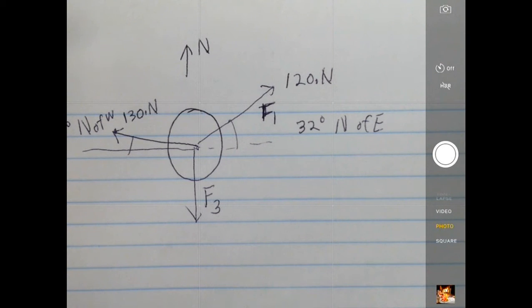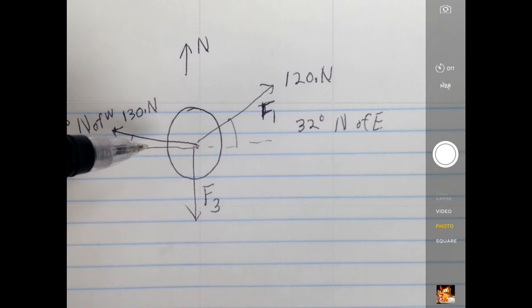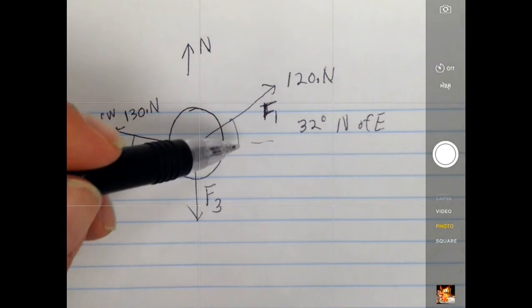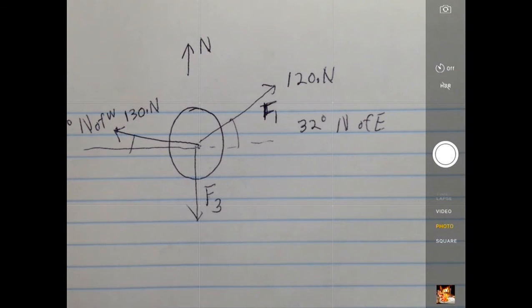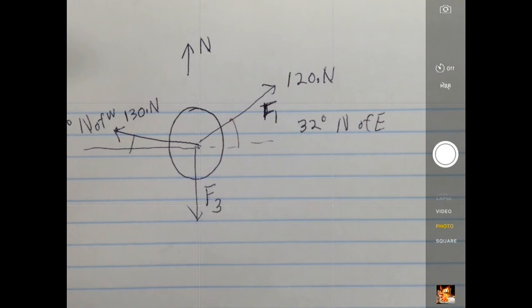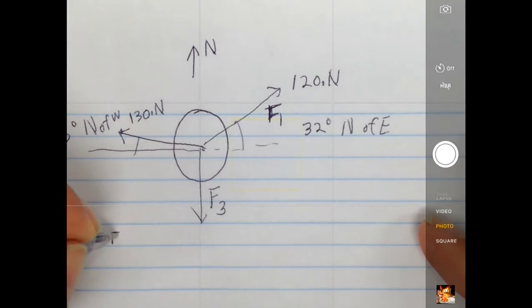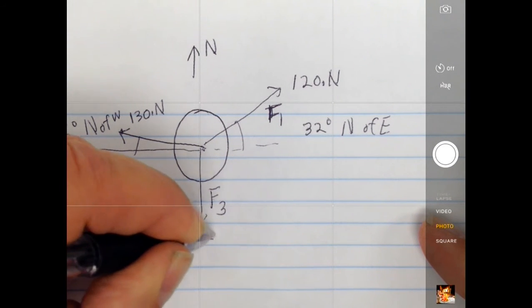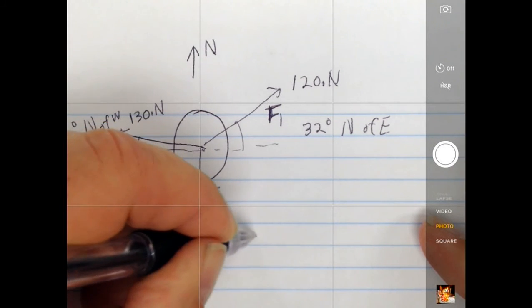And I ask you, what is the magnitude and the direction of F3 such that all of these add up to 0? I sketched it as if it were going south, but it's not going to be exactly south. So F1 plus F2 plus F3 add up to 0, and that's equilibrium.